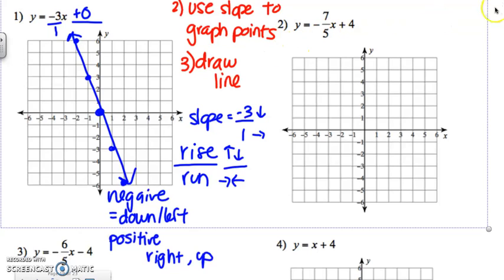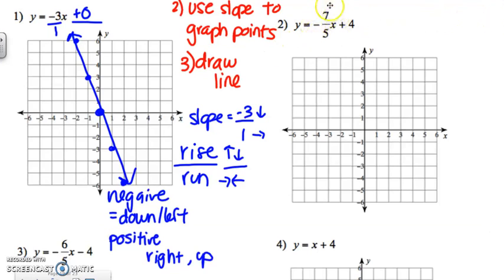Okie doke, let's try number 2. So number 2, if your slope is negative and a fraction, I would always put that negative number with this top number. So your slope is going to be negative 7 over 5. So what that means in words is down 7 and then right 5.